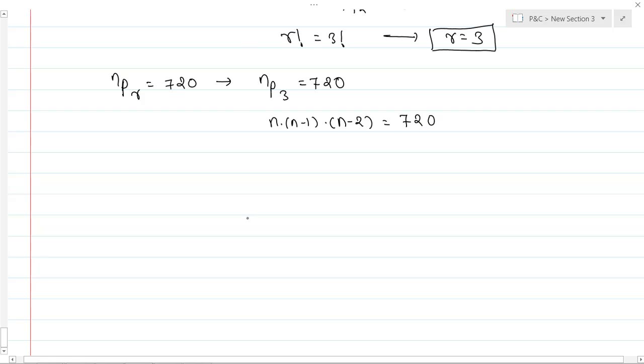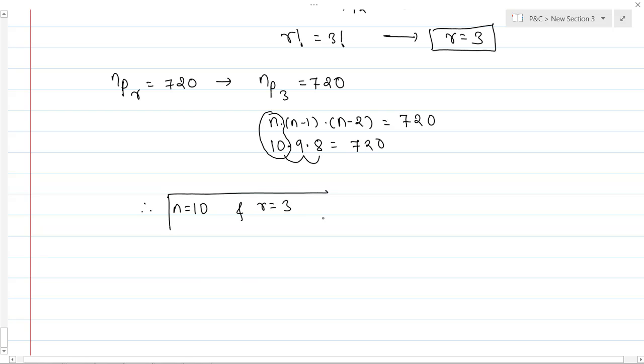Okay. Now again we have to do the same thing. We have to find 3 values such that the multiplication is equal to 720. So if you do the same calculation, you will have 10, 9 and 8 equal to 720. See, 72 times 10 is 720. Okay, so what is the value of n? It is 10. Therefore n is equal to 10 and r is equal to 3. So this is the answer to the question. Is it okay, everyone? Yes sir. Perfect.